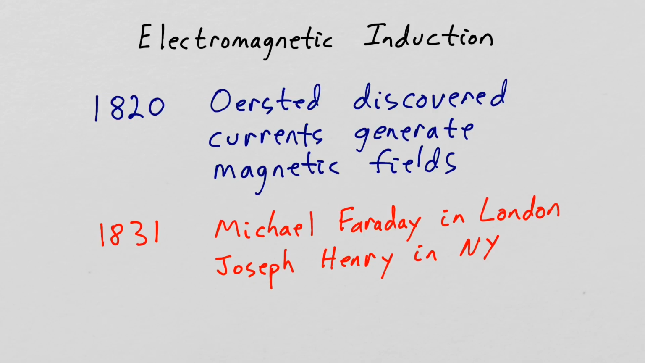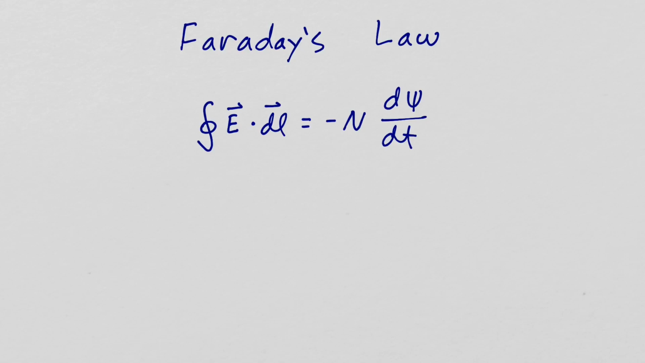Independently, in 1831, Michael Faraday in London and Joseph Henry in New York discovered electromagnetic induction. In the next two videos will be demonstrations of electromagnetic induction, and we will essentially come up with the equation from the experimental observations that describe electromagnetic induction, and it is referred to as Faraday's law.